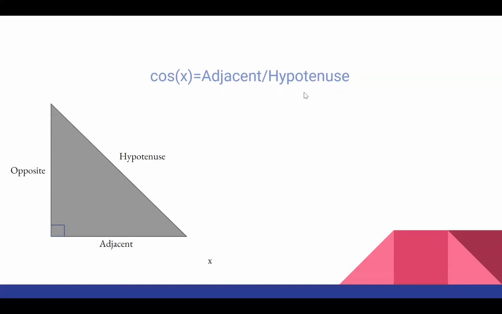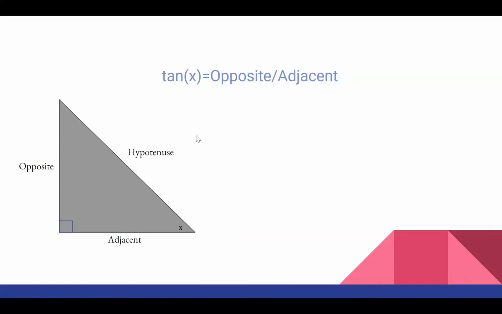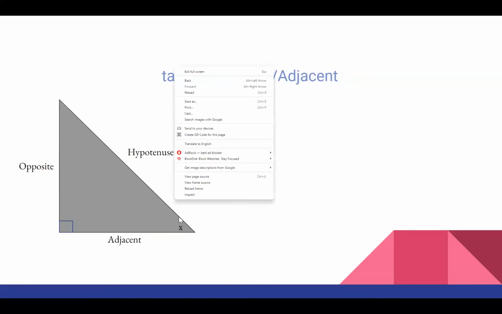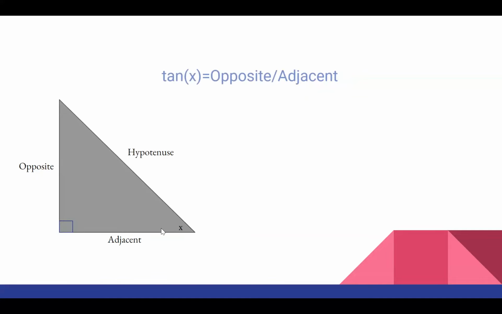Cosine equals adjacent divided by hypotenuse, same thing. Our angle is down here. The adjacent divided by the hypotenuse will give us the cosine of this angle. Lastly, same thing for tangent. Tangent of angle X here. Tangent of angle X will be equal to opposite divided by adjacent.